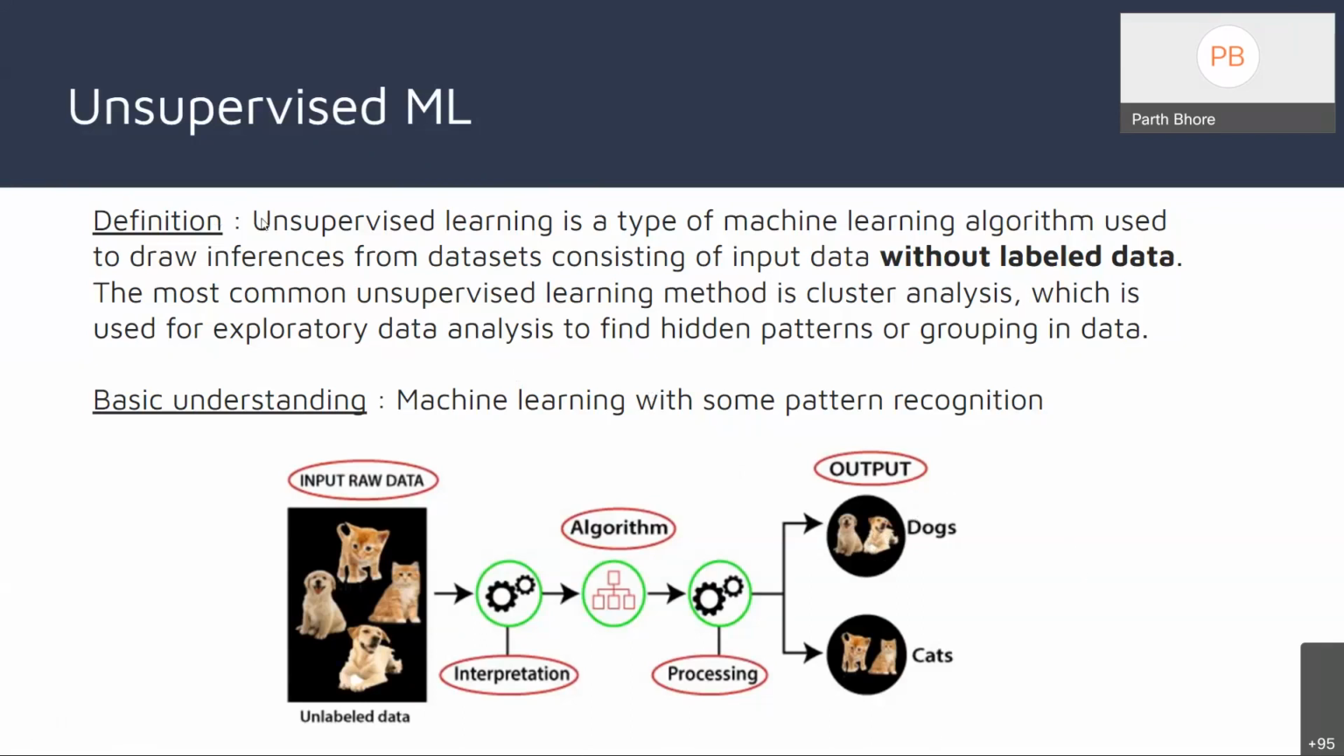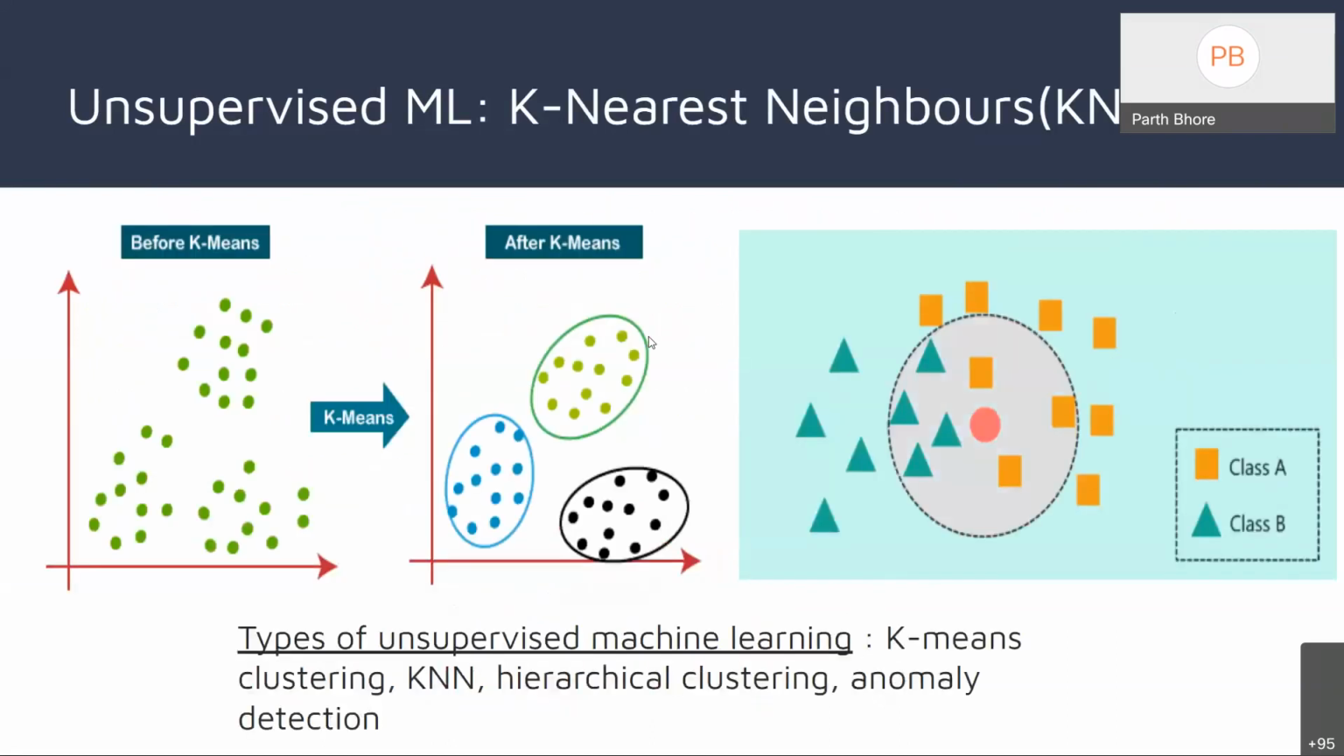I will also read a formal definition once. Unsupervised learning is a type of machine learning algorithm used to draw inferences from datasets consisting of input data without labeled data. So there are no labels here. The most common unsupervised learning method is cluster analysis. And now I will show what cluster analysis is in the next slide.